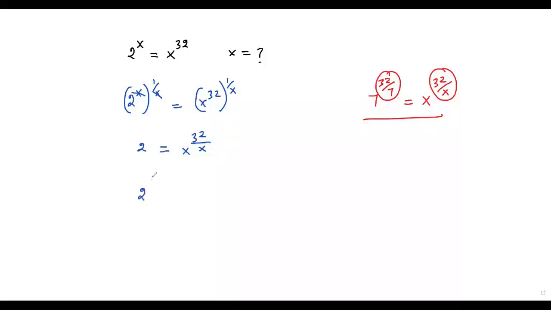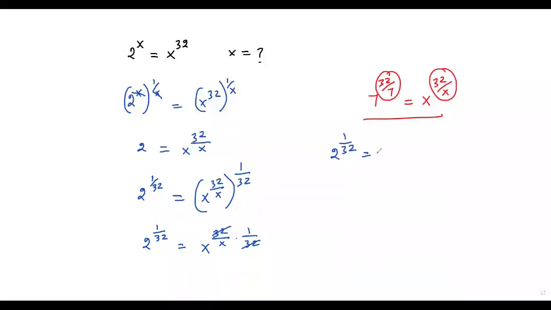So 2 to the power of 1 over 32 equals x to the power of 32 over x to the power of 1 over 32. So we can multiply the two exponents: 32 over x times 1 over 32, and this 32 will cancel out. So I get 2 to the power of 1 over 32 equals x to the power of 1 over x.